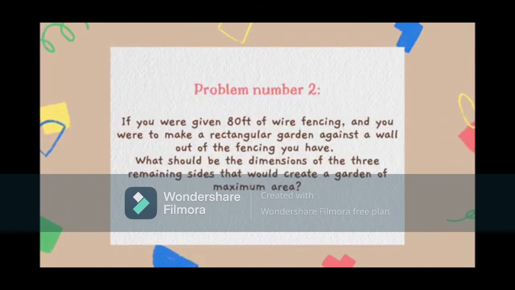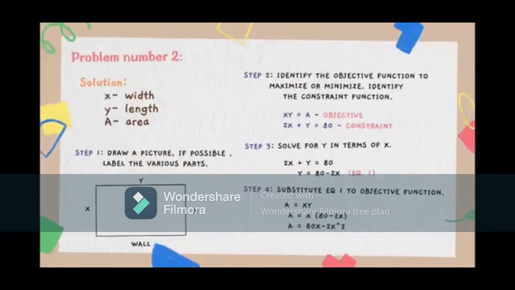Another example. If you were given 80 feet of wire fencing and you were to make a rectangular garden against a wall out of the fencing you have, what should be the dimensions of the three remaining sides that would create a garden of maximum area?